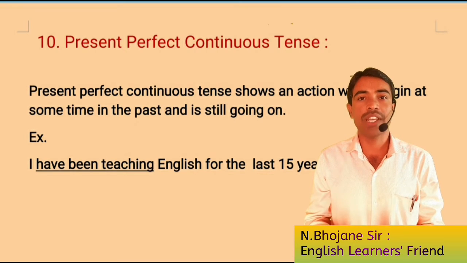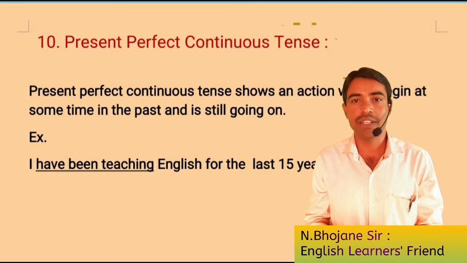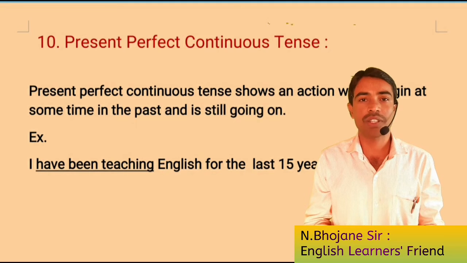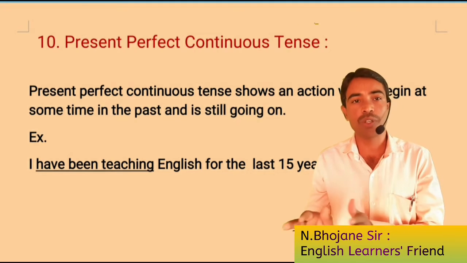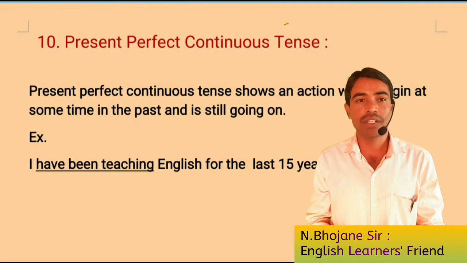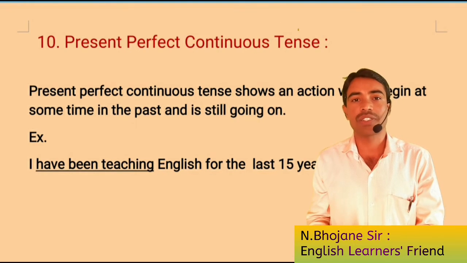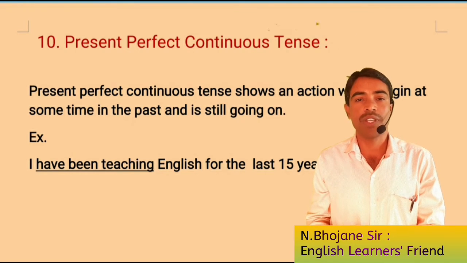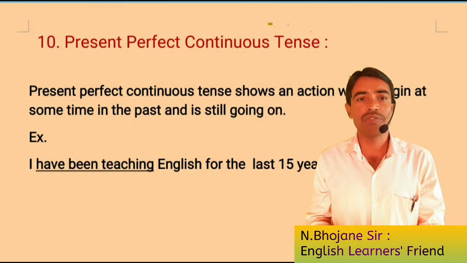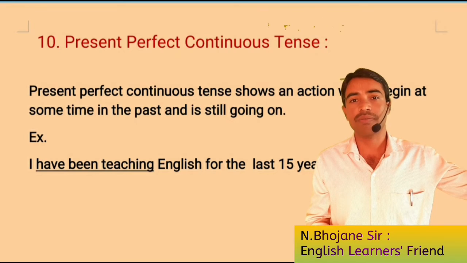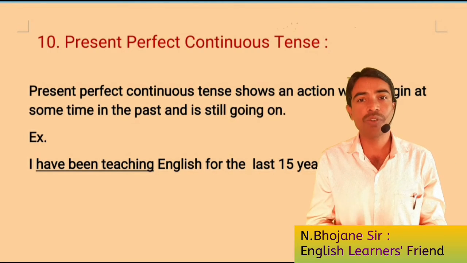Uses of present perfect continuous tense. The tense shows an action which began at some time in the past and the action is still going on. For example, I have been teaching English for the last 15 years. Here its meaning is very clear. I started the action 15 years ago and the action is still going on.